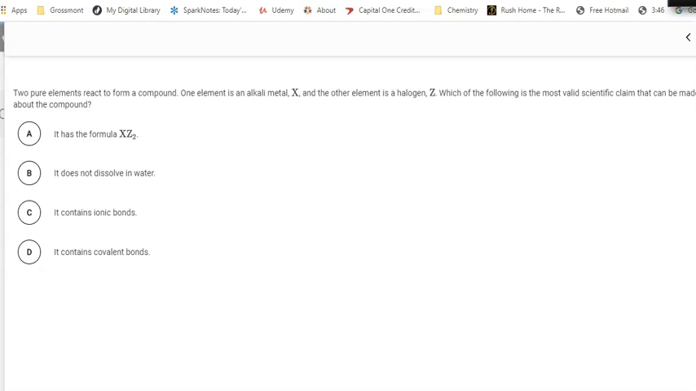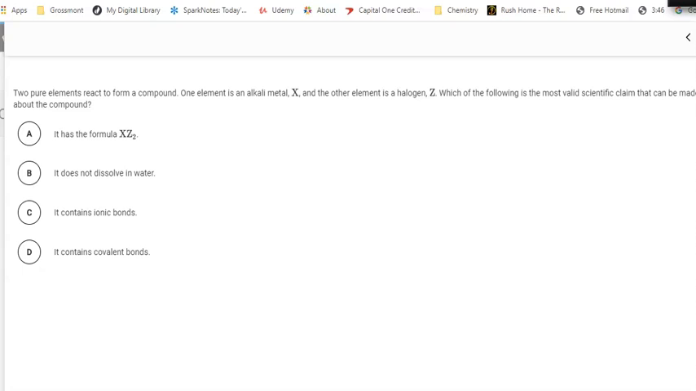Well, first of all, if it's a metal and a halogen, which is a nonmetal, it's going to be ionic. So before we even look at the answers, it's an ionic bond. Metal, nonmetal. So it has the formula. Let's look at A. It has the formula XZ2. The charge on a halogen is a -1 charge.